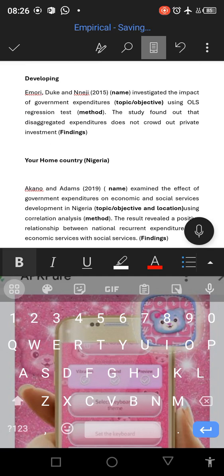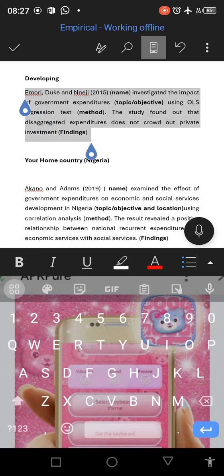This was done by Emory, Duke, and Energy 2015. These are the names of the authors together with the year the article was written. They investigated the impact of government expenditure. This is the broad objective. Using OLS regression tests, that is their method, the analytical technique they use in measuring the data gathered. Alright, so the study found out that disaggregated expenditure does not crowd out private investment. This is the findings.